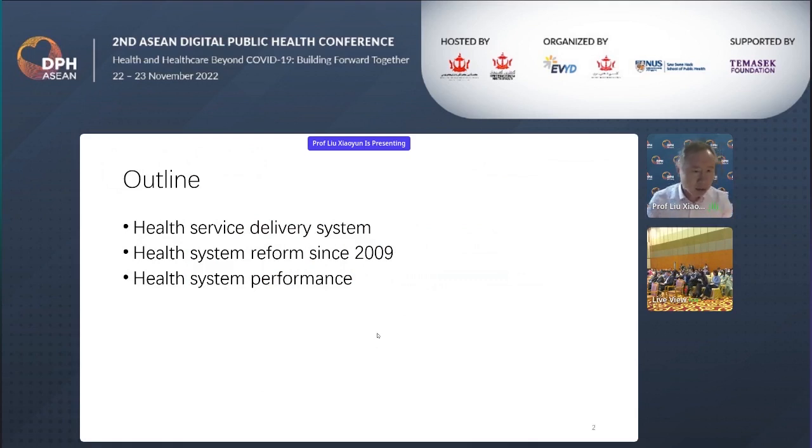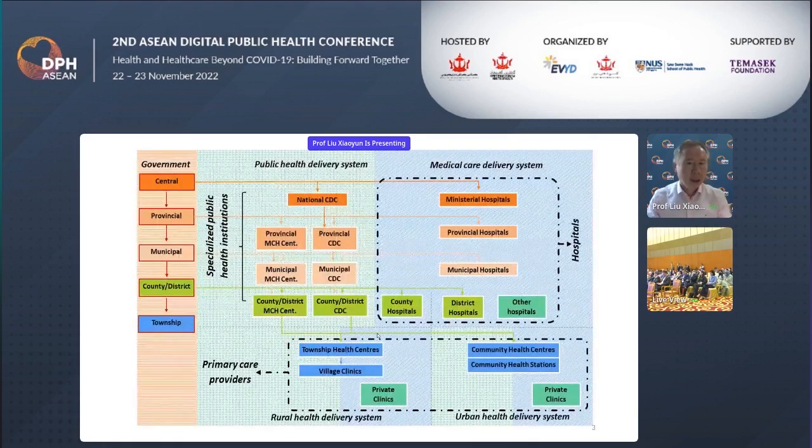My presentation will start with a very brief introduction of the service delivery system in China, but the main talk will focus on this new round of health system reform since the year of 2009, followed by some introduction of performance indicators of the health system. So the Chinese health system, every system is unique. As for the Chinese health system, we have three parts of the service delivery system.